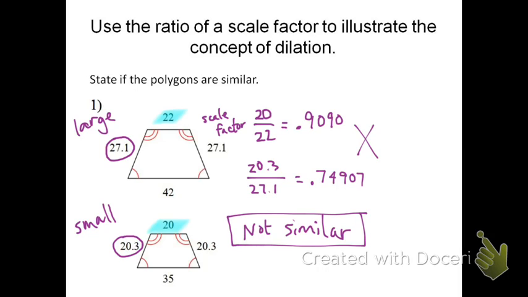For those of you looking for a symbol to represent that, the symbol for similar is a little tilde. If you're trying to say not similar, you would have your tilde, but with a little line through it, and that represents that these figures are not similar. Okay.